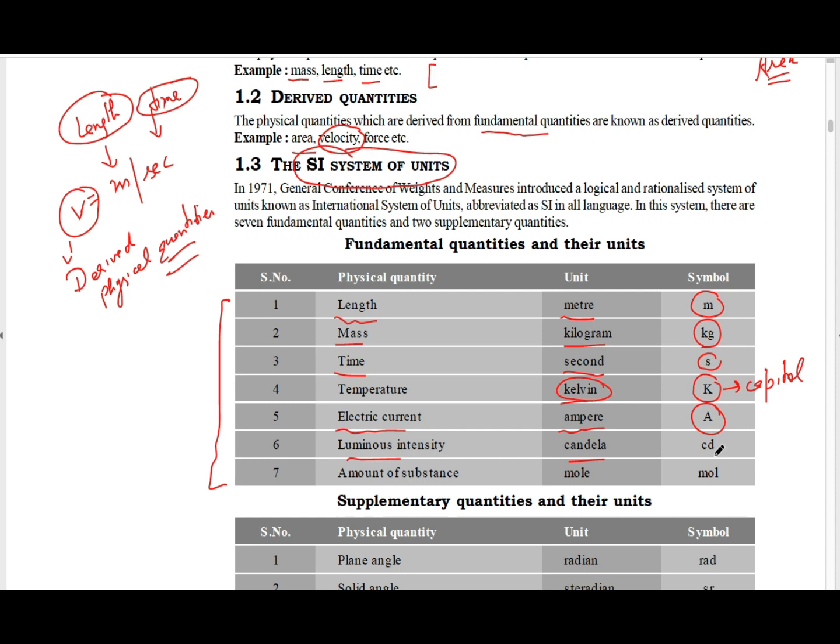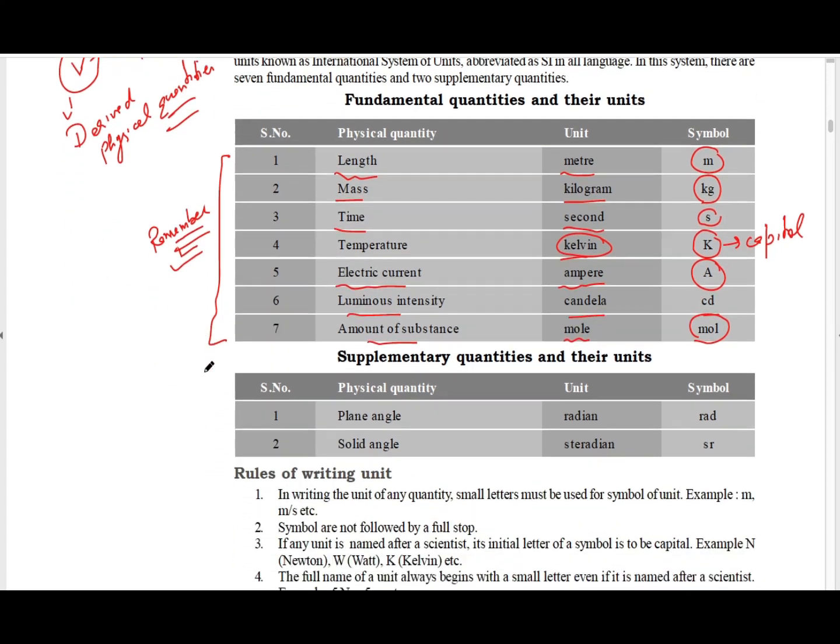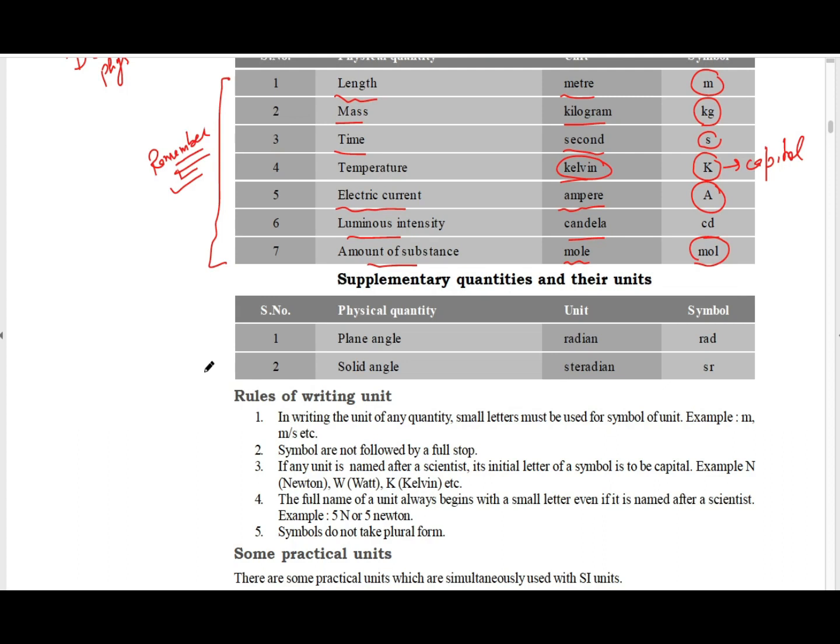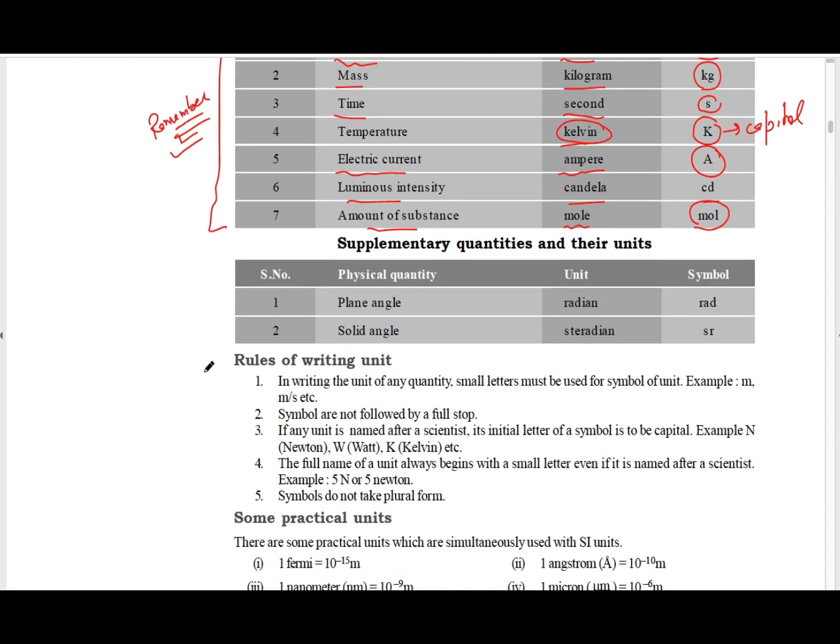Luminous intensity, whose unit is candela, is represented with the symbol cd, and amount of substance, which we generally study in chemistry, is measured in moles, and its unit is mol. So these all 7 fundamental quantities you need to remember, and once you remember these physical quantities, you can derive any physical quantity from these 7 fundamental quantities. There are also 2 supplementary quantities, that is plane angle and solid angle. The unit of plane angle is radian, represented with rad, and the solid angle's unit is steradian, represented with sr.